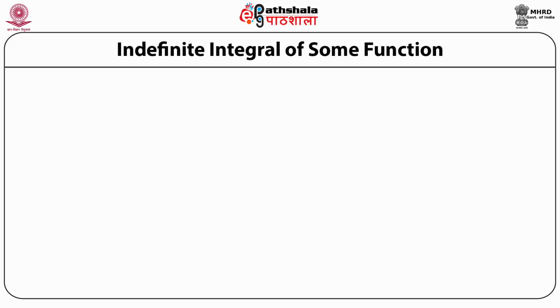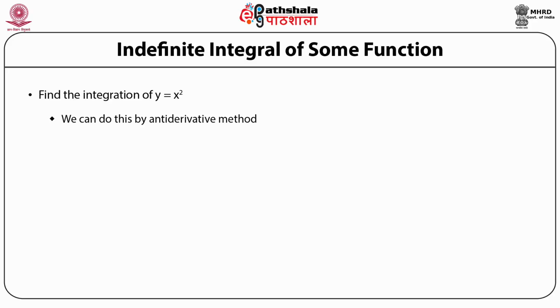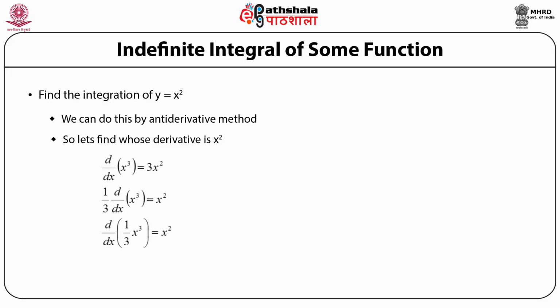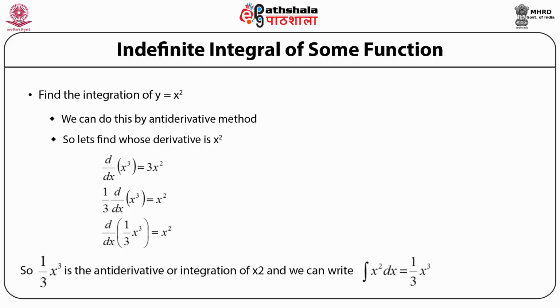Indefinite integral of some function. Find the integration of y is equal to x squared. We can do this by the anti-derivative method. So let us find the function whose derivative is x squared. d by dx of x cube is equal to 3x squared. So 1 by 3 of d over dx of x cube is x squared. So d by dx of 1 by 3 x cube is equal to x squared. Therefore 1 by 3 x cube is the antiderivative or integration of x squared, and we can write integral x squared dx is equal to 1 by 3 x cube.